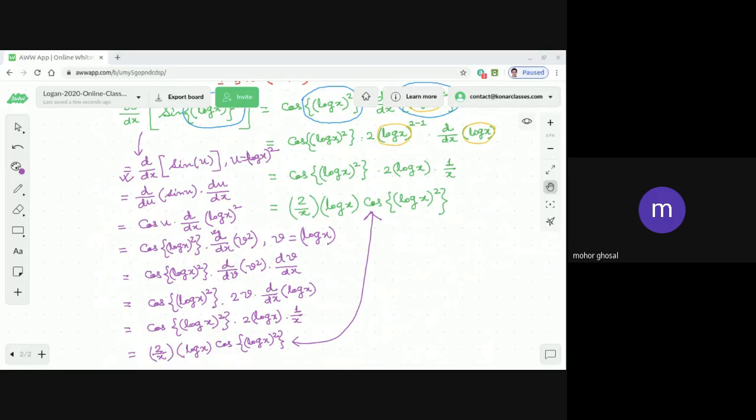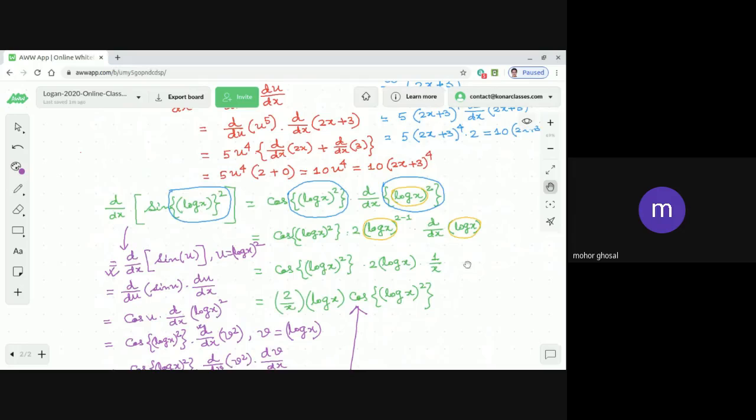While differentiating the log x whole square in the first method, I'm saying, if we are differentiating log x whole square, first we square. Can you explain that part again?